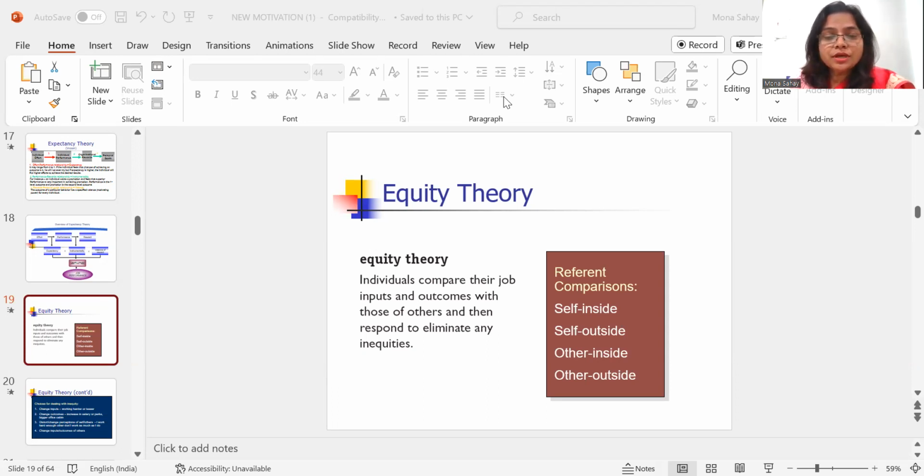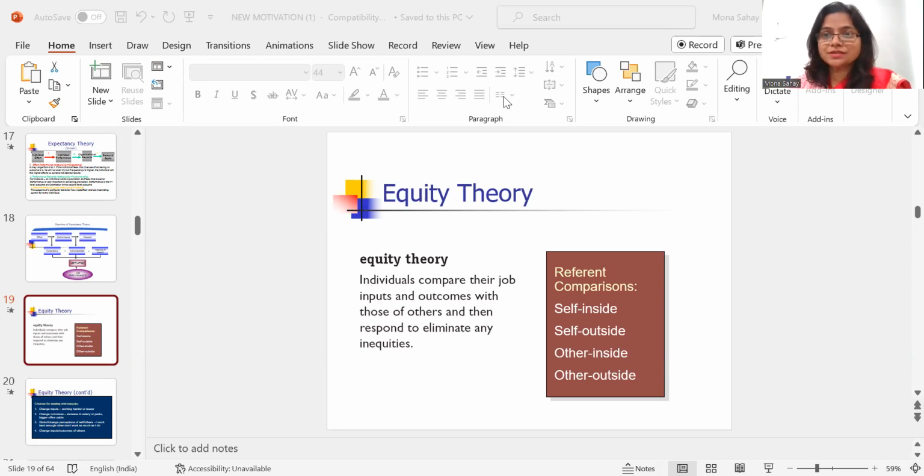Now, since in my earlier lectures I had taken up motivation, I would be continuing with the same topic, that is of motivation. So I'll be starting a new theory today in continuation to my earlier videos. This is known as equity theory. So the theory of motivation that we are going to discuss today is equity theory of motivation.